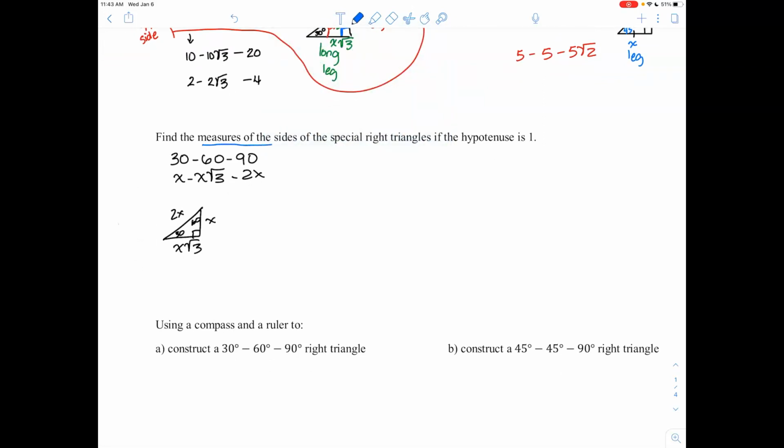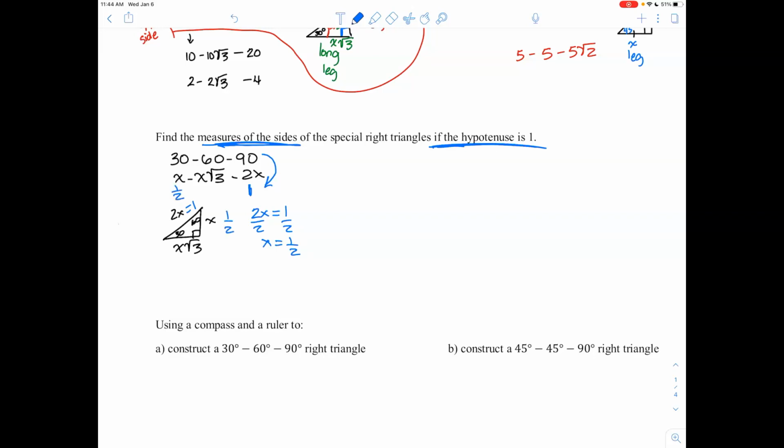Okay, so here's what we know. We are asked to find the measure of the sides if the hypotenuse is 1. So here's what I know. The hypotenuse, which is opposite the 90 degrees, or double the short leg, is equal to 1. So if I know what x is, I know what the other two measures are. I'm just going to use algebra here. If 2x is equal to 1, because the hypotenuse is double the short leg, we can divide by 2. And so that means that the short leg has a measure of 1/2.